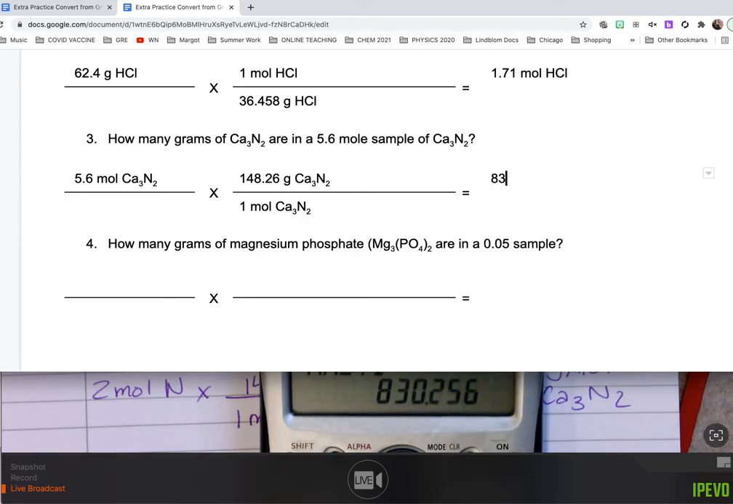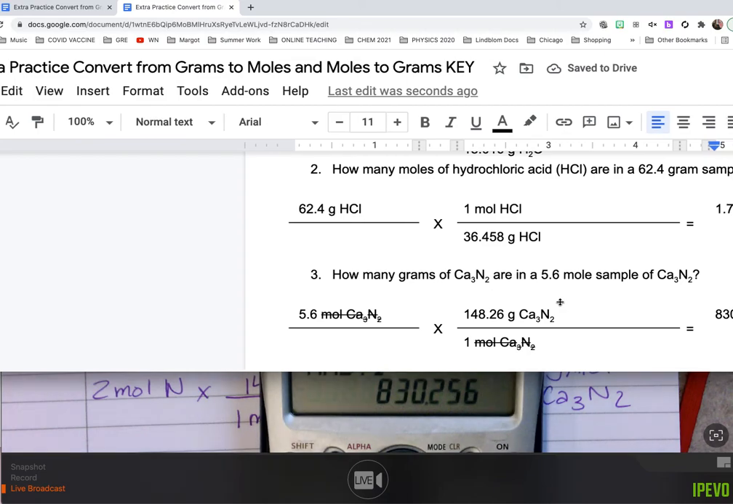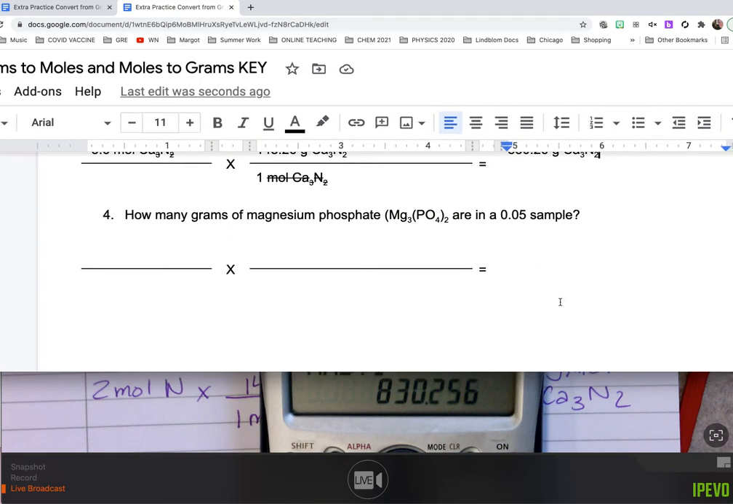So 830.256, which I'm going to round to 830.26. Moles of calcium nitride and moles of calcium nitride are going to cancel out. So then I end up with grams of calcium nitride as my unit. Oops, and I may have just goofed there. All right.